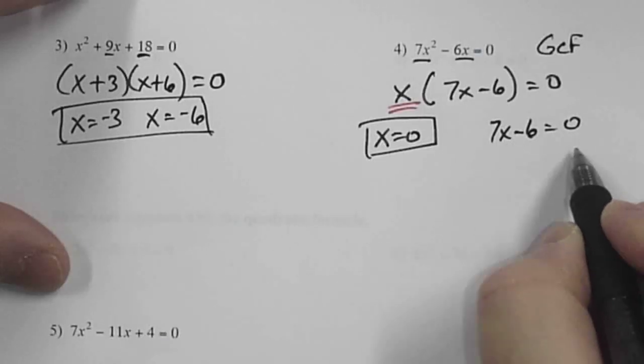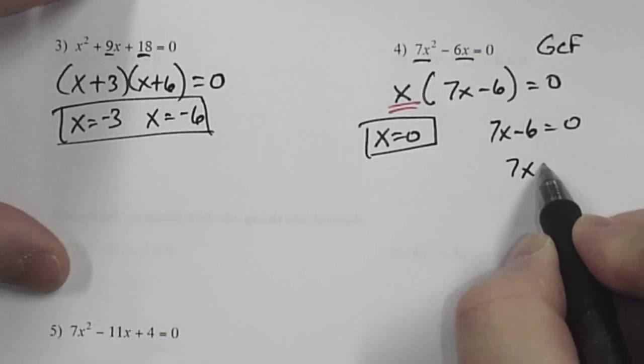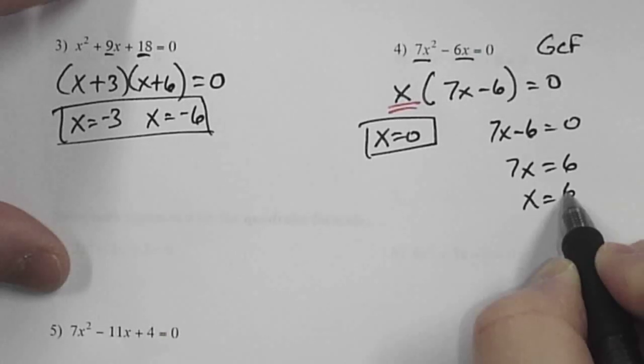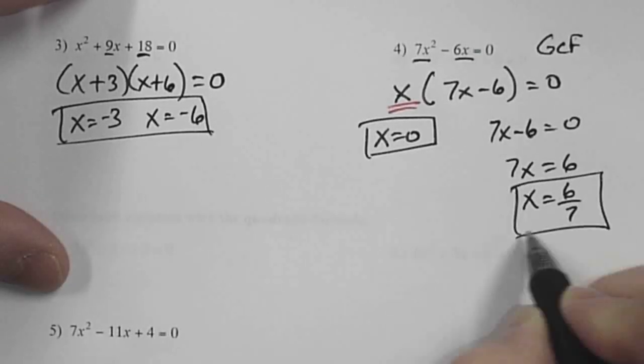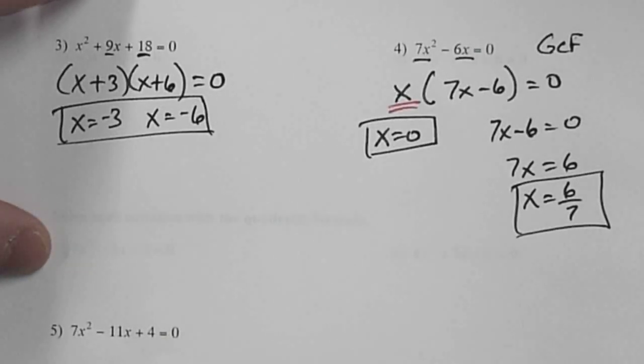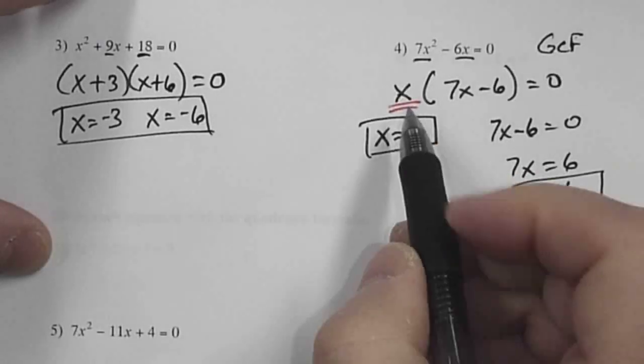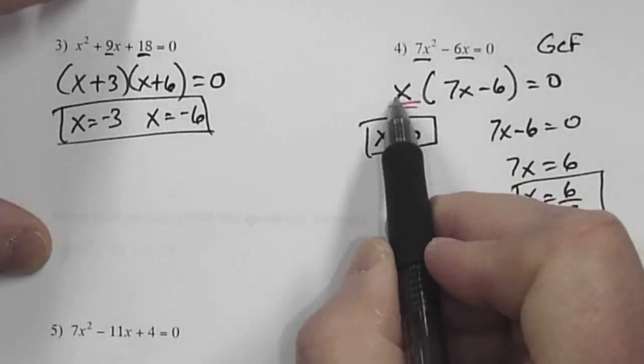Now, if you can do it in your head, that's wonderful. If not, add the 6, divide by the 7: 6 divided by 7. Don't put 7 over 6, 6 divided by 7. So 0 and 6/7. We get a 0 when we have a monomial with an x.